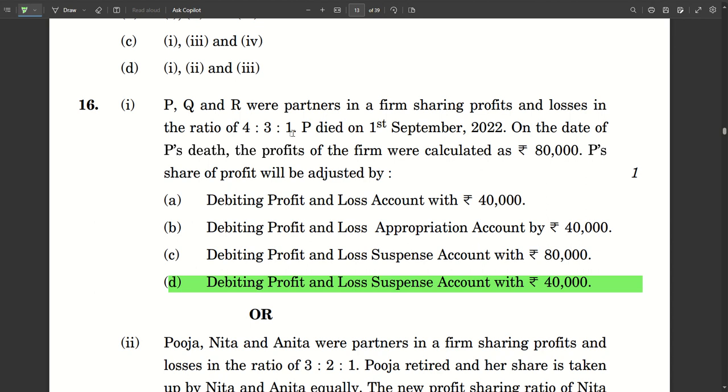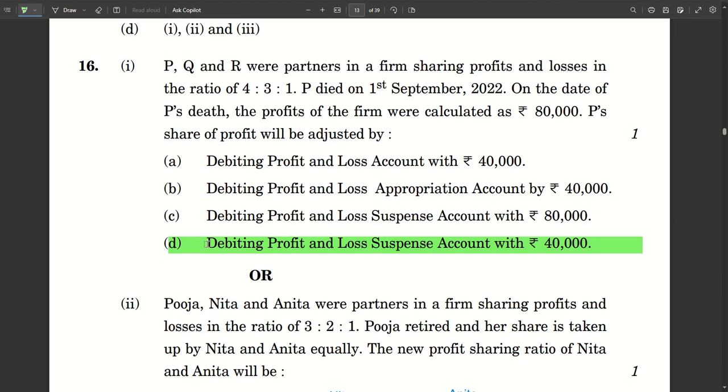Next one, P, Q, R are partners in a firm where they have the ratio 4 is to 3 is to 1. P died on 1st September. On the date of P's death, the profit of the firm was calculated as 80,000. This is interim profit. Now P's share is 4 by 8, which means 1 by 2, half. So 40,000 will be debited to P&L suspense account and credited to P's capital account. Here they're asking about the debit to P&L suspense account.